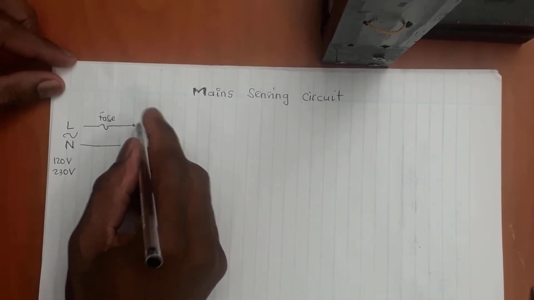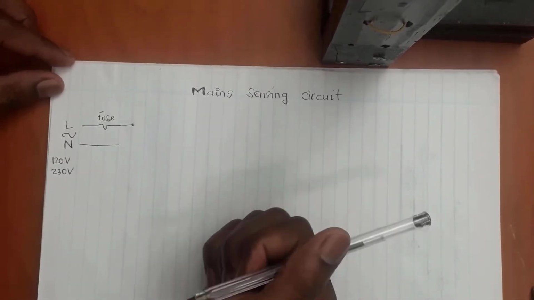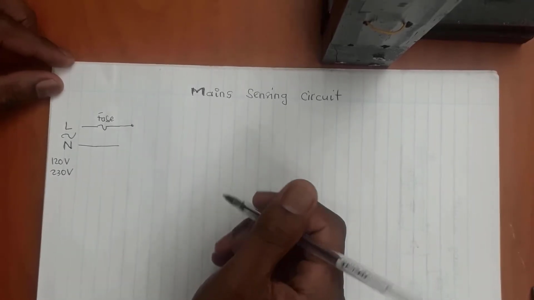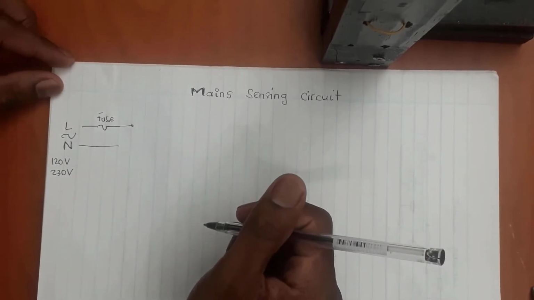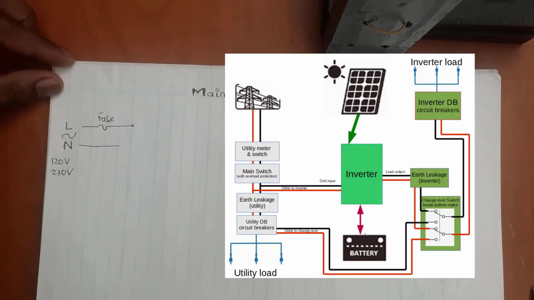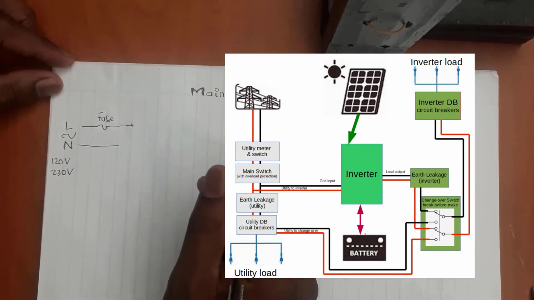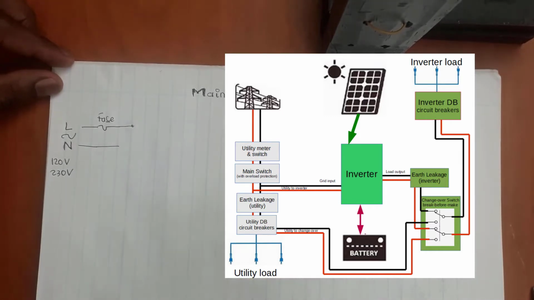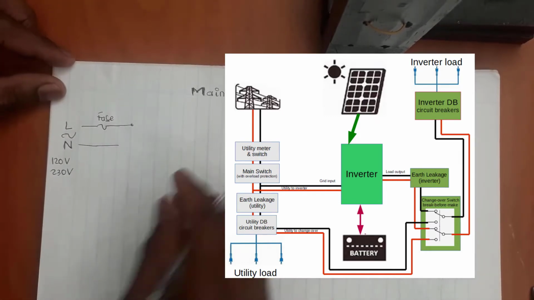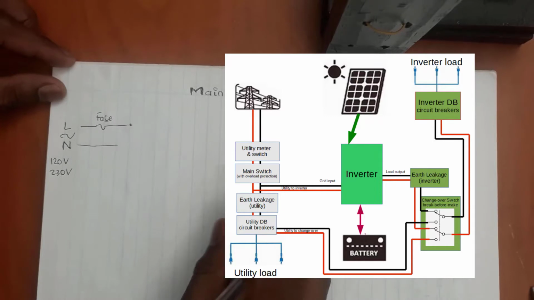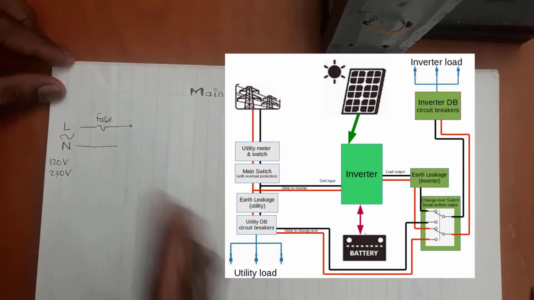I forgot to mention that there are several circuits that you can design for a mains sensing circuit. Most of them are used with inverters. They called changeover switches, where it can automatically detect when there is a power outage and then switch over to the backup system. Now this one here, we're going to be using the simplest voltage regulator from the mains, which is a capacitor dropper circuit.